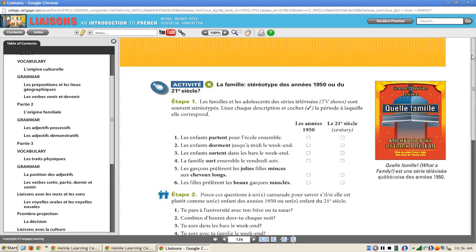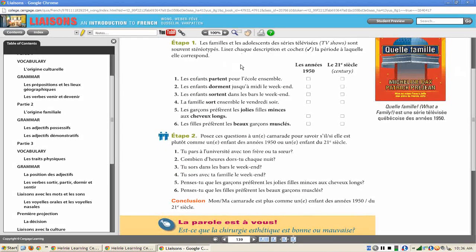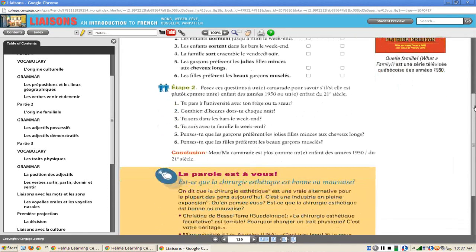Some of these exercises really do the work for you. Like here, in the next exercise, les enfants partent pour l'école ensemble. You have to decide if that sounds like les années 50, the 50s, or le 21e siècle, today. Les enfants dorment jusqu'à midi le week-end. Les enfants sortent dans les bars le week-end. La famille sort ensemble le vendredi soir. Les garçons préfèrent les jolies filles minces aux cheveux longs. Voilà. A bit of introduction of the adjectives we'll be looking at as well.